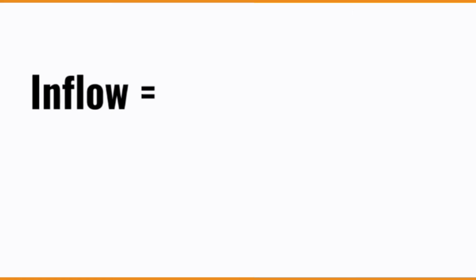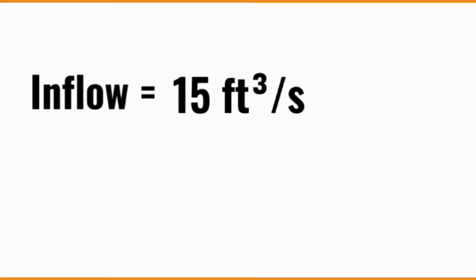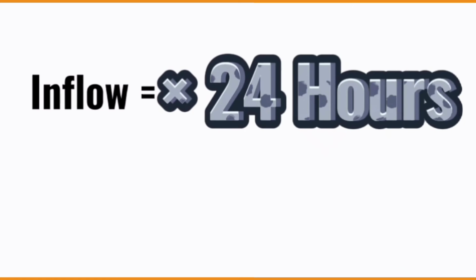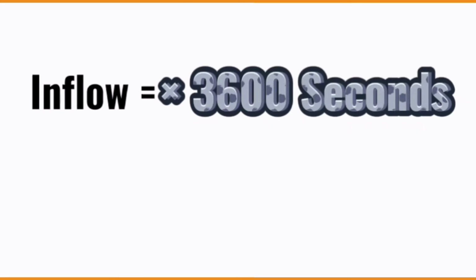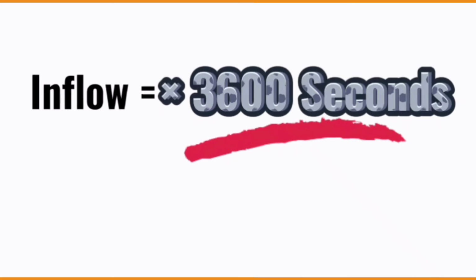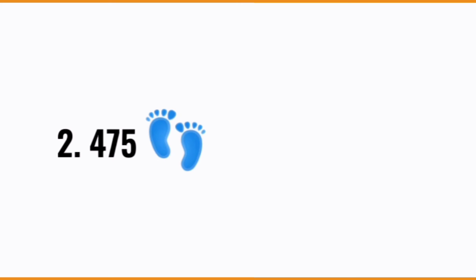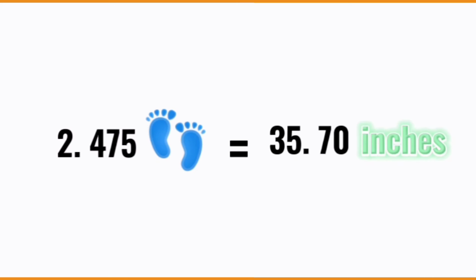Before we start, we must first convert all variables to inches. The inflow, which is 15 cubic feet per second, will be converted to a month, which will then be converted to days, then hours, then seconds. Next we divide it by the area of the pond, which is 300 acres, converted to square feet. We then get 2.475 feet, which is equivalent to 35.70 inches.